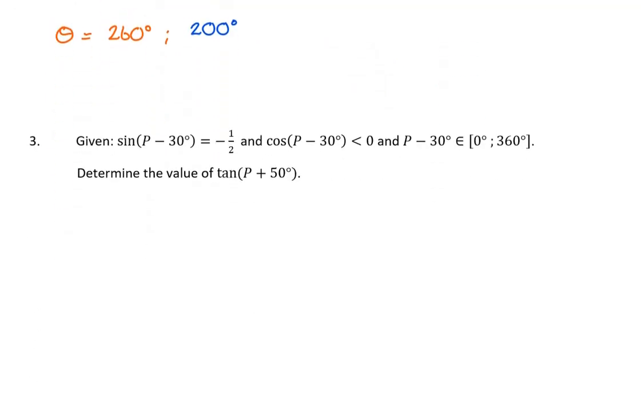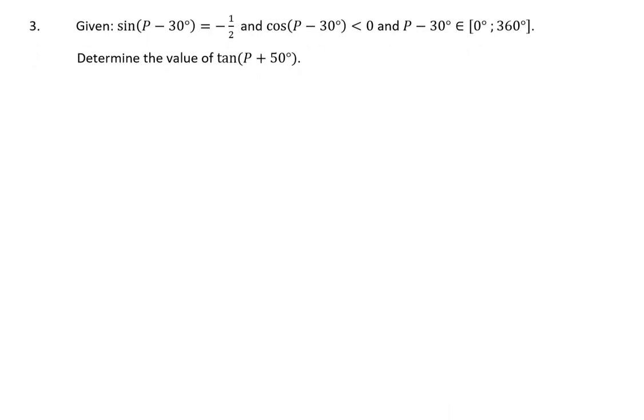Right, on to our last question, which is a very nice question. This would be classified as fairly complex because it draws on a couple of things we've learned. But if we work through it slowly, we'll realize it isn't as bad as we think it is. So we're given that sine of p minus 30 is negative a half. That's our first bit of information. Our second bit of information is that cos of p minus 30 is negative. And finally, we're told that p minus 30 is in the first 360 degrees.